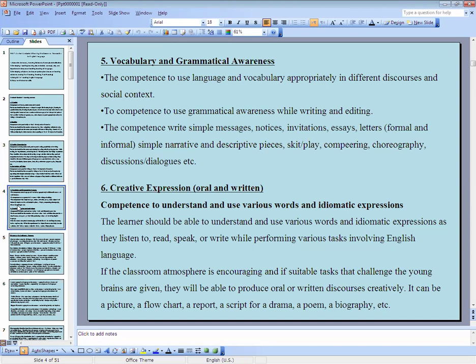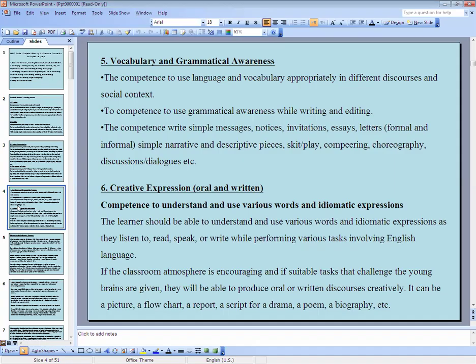And the last is creative expression, which is oral and written. Here the students should understand and be able to use various words and idiomatic expressions. It is based upon their creativity, how well the students can use the words or vocabulary to make their writing very effective. It can be oral or written.